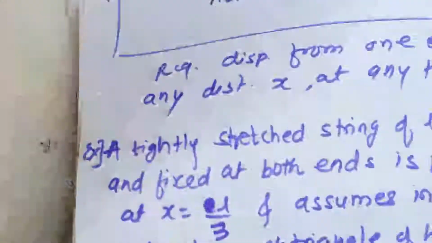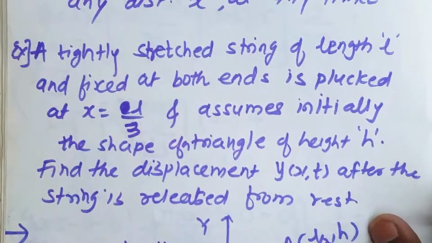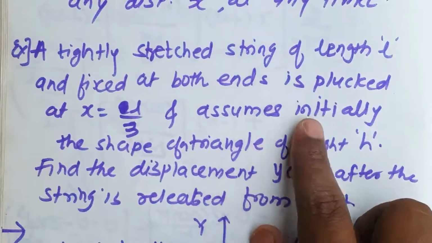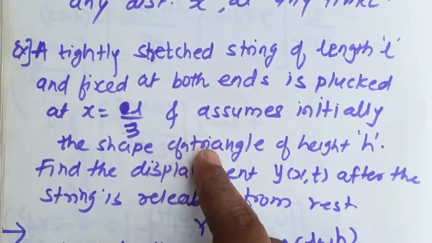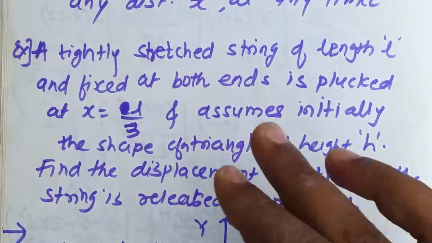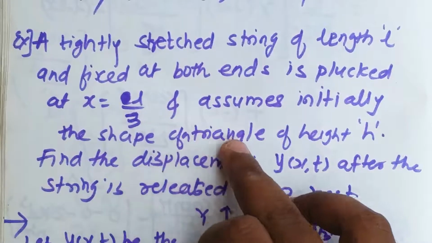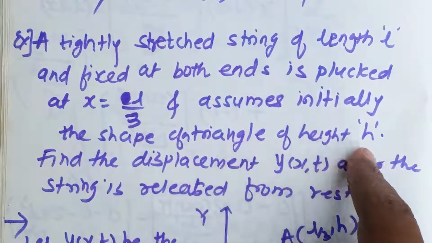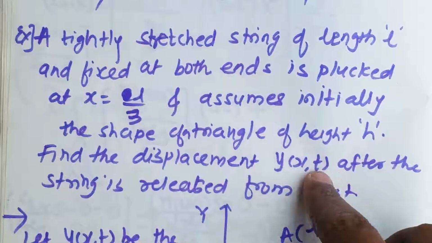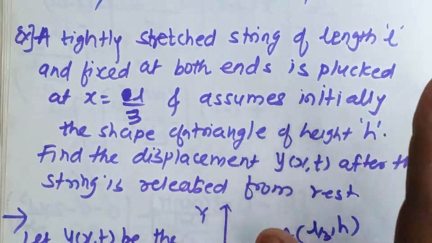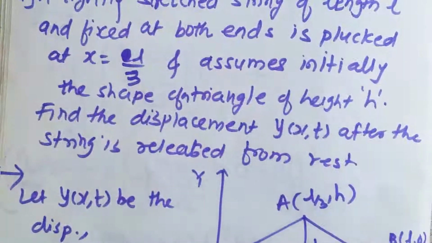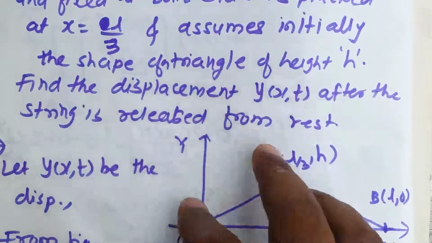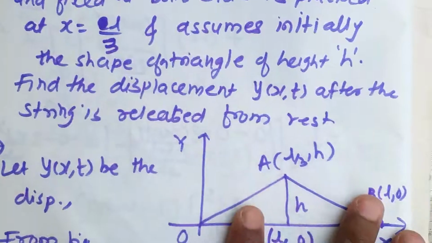This is also quite a different problem. A tightly stretched string of length L and fixed at both ends is plucked at x equal to L by 3. At a distance x equal to L by 3, it is plucked at one point, and assume initially the shape is a triangle of height h. So initially that string will take a triangular shape of height h. Find the displacement y(x,t) after the string is released from rest. Okay, so when we release that string from that point, it will start vibrating, and we need to calculate the equation for the displacement at any time t.